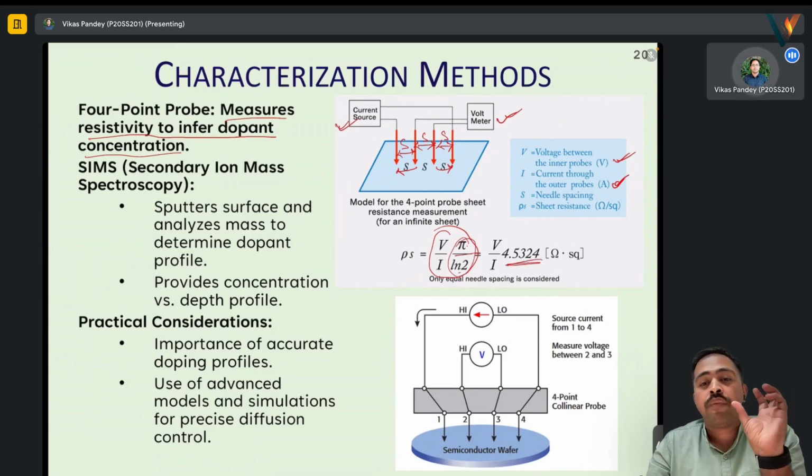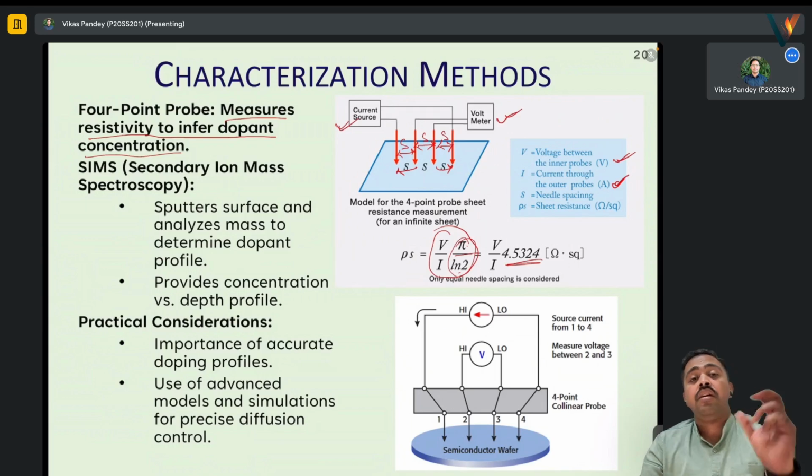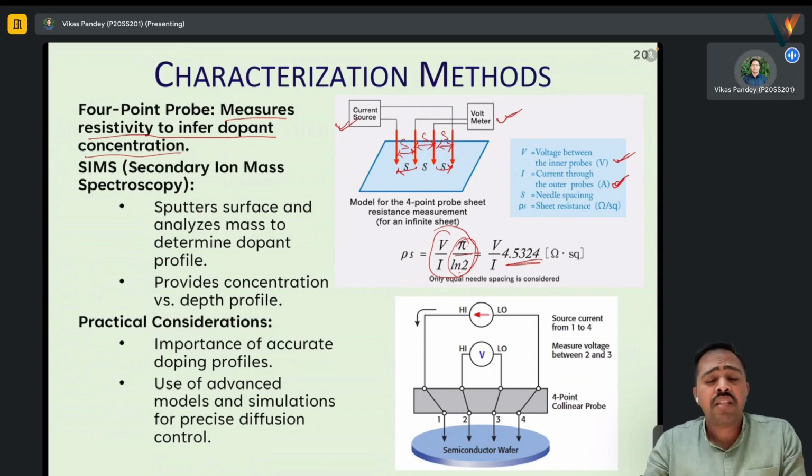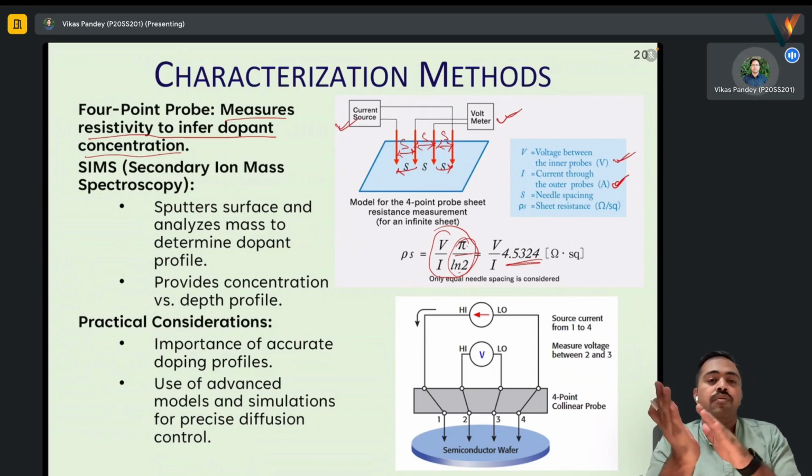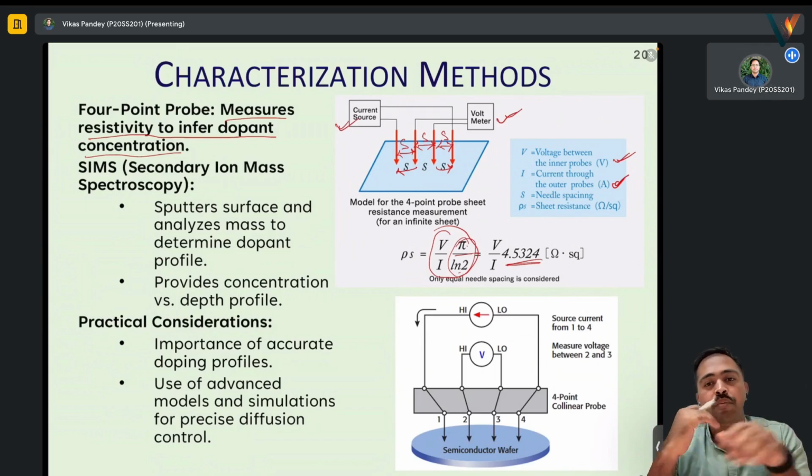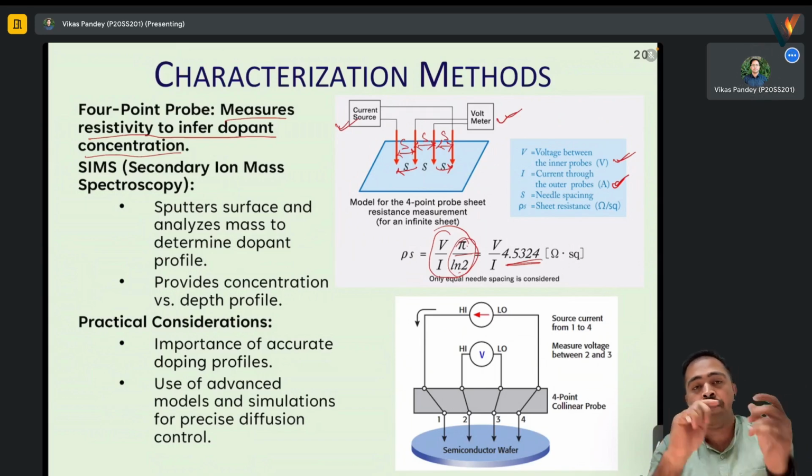Using this method we are able to check the sheet resistance and thus infer how much doping has been done, because if we measure before and after doping, we will be able to understand the difference.